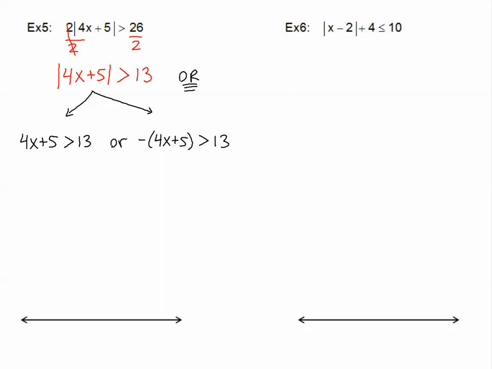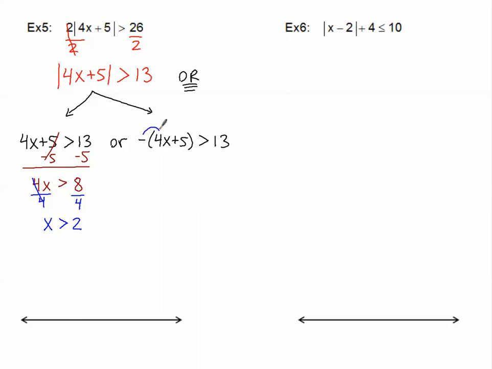And now let's solve. We'll subtract 5. And I have 4x is greater than 8. Divide by 4. Whew. Nowhere along this way did I divide by a negative, so it stays a greater than symbol, and here's greater than 2. Let's see what we can do with this one.